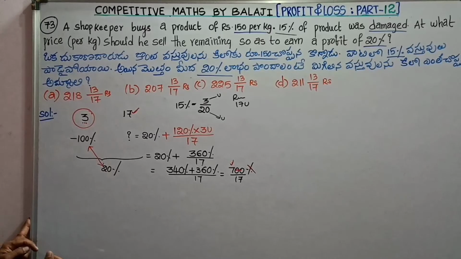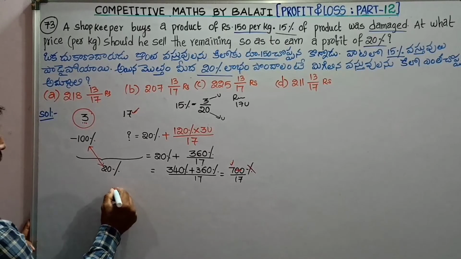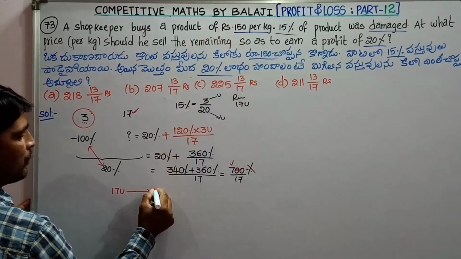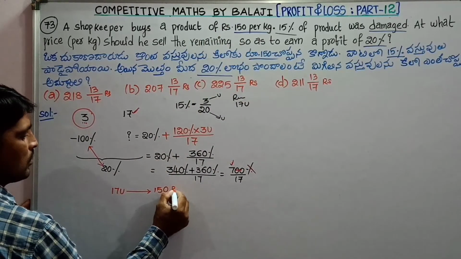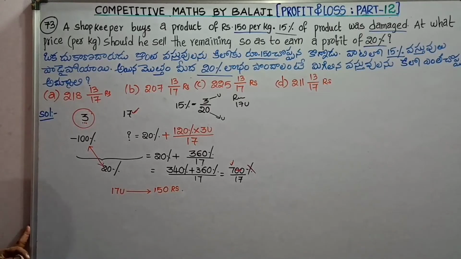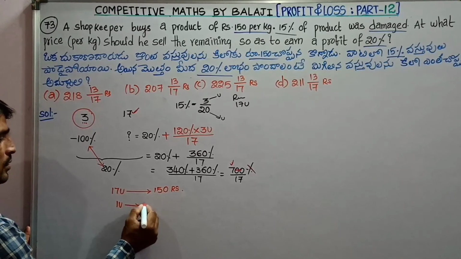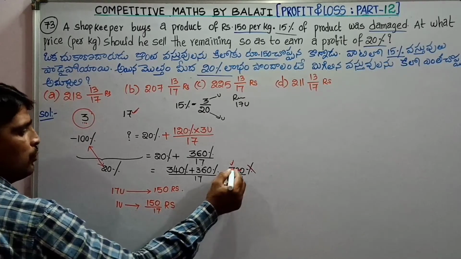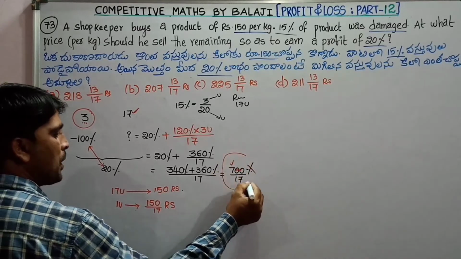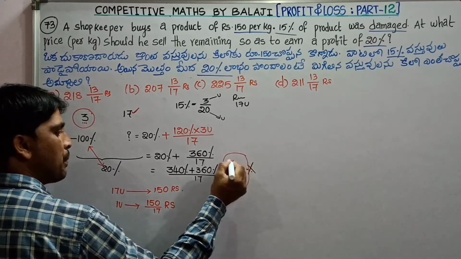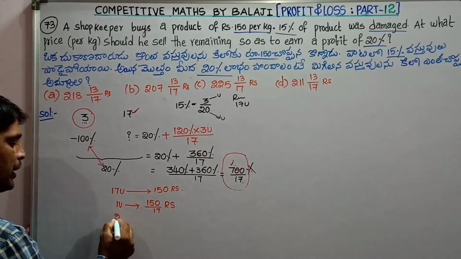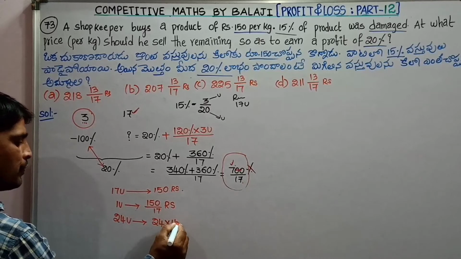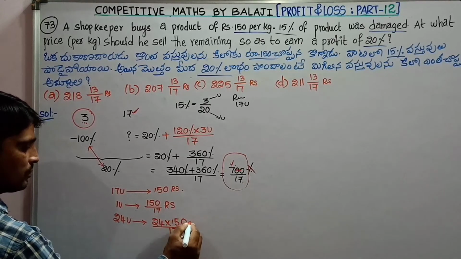Here it is given that the cost price of each unit is rupees 150. Then 1 unit cost price is 150 by 17 rupees. Then we have to find SP. SP means cost price plus profit. 17 plus 7, 24 units value. 24 units value is 24 into 150 by 17 rupees.